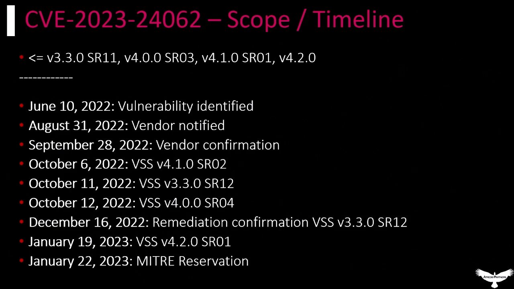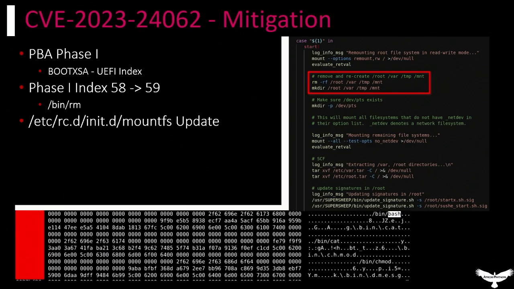The vulnerability was identified in June of 2022, and then confirmed remediated in December as part of Service Release 12. In Service Release 12, they expanded the mountfs initialization script with a delete call to delete root var temp and mount, recreate the directories that remove any persistence that may have been introduced into those directory architectures.